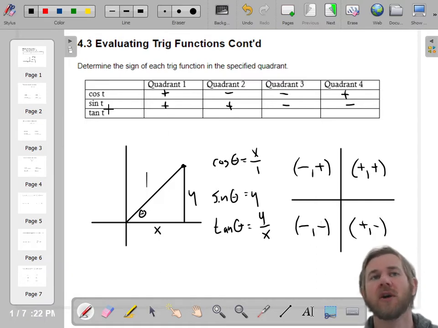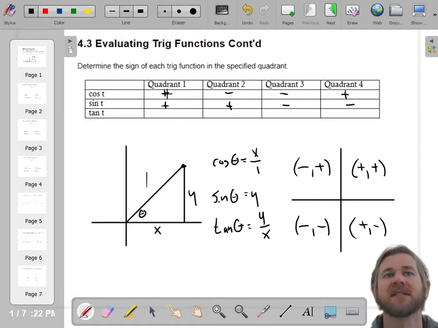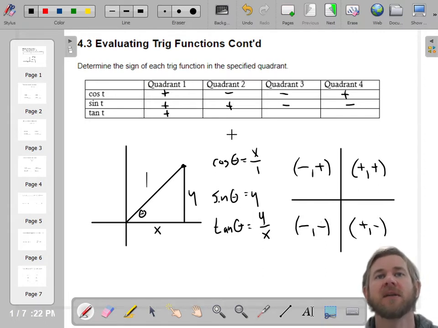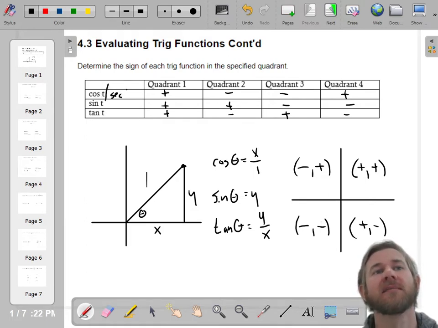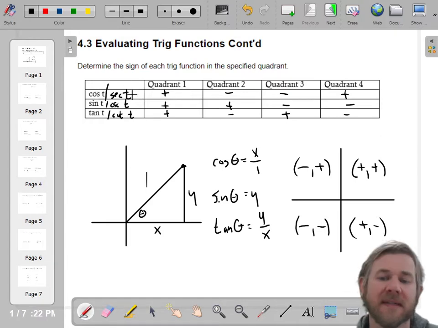It's sine over cosine. Doesn't really matter when you're dividing, but plus divided by plus would be plus. Plus divided by minus would be minus. Minus divided by minus is plus, and plus divided by minus, or the other way around, is minus. So we can find the sign of each of these trig functions just by thinking about the x's and the y's. Now, they're not up here, but you should consider that cosine and secant are going to have the same sign because they're reciprocals. Reciprocal doesn't change whether it's positive or negative. Similarly, sine and cosecant are going to have the same sign, and tangent and cotangent are going to have the same sign.